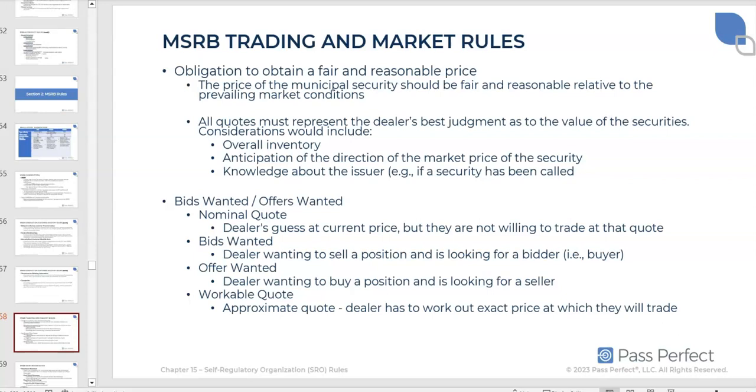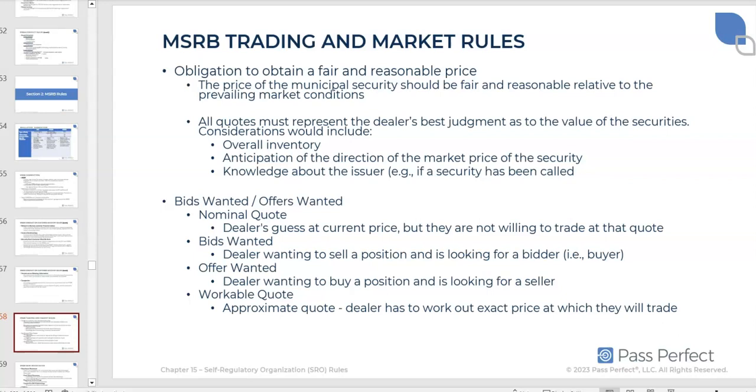Open and equitable markets. So one thing, of course, is the price of a security. Remember, municipal bonds are sold in a dealer market, in the over-the-counter market. It's not an exchange. It's not an auction market. It's a dealer market, so the price is set by dealers. Dealers say this is the price I'll buy it for and the price I'll sell it for. And so the price must be fair and reasonable based on current market conditions, and the dealer's quote has to be based on their judgment about the value.